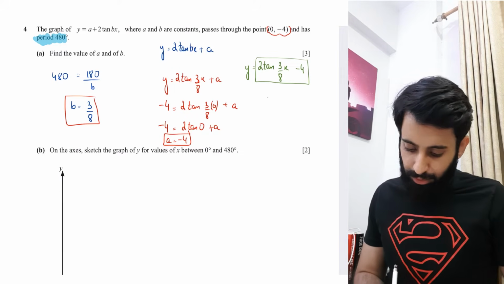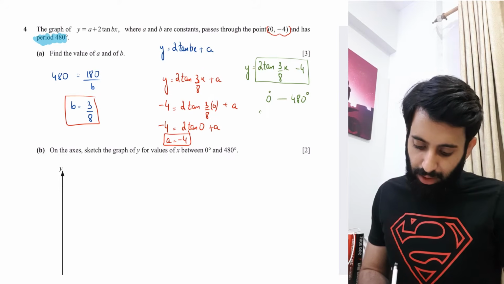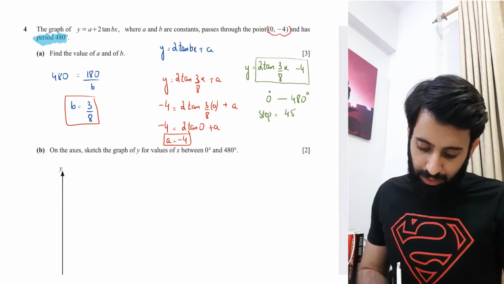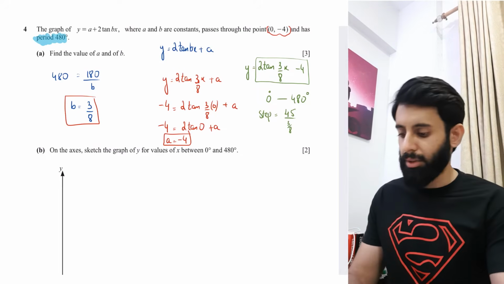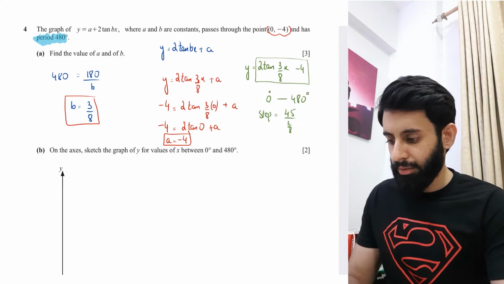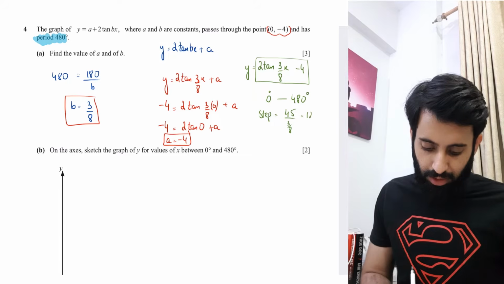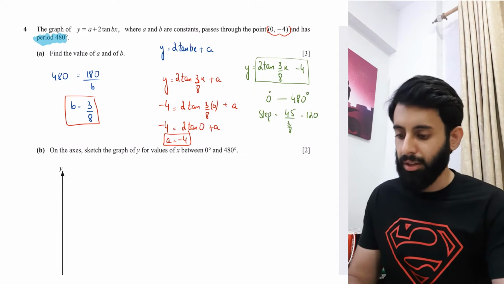Now I'm going to start from 0 and go all the way to 480. The step that I'm going to take, however, is the following. Normally the step for tan is 45, but this time I'm going to take 45 and divide by 3 upon 8. So let's do this right now. 45 divided by 3 upon 8 is equal to 120 degrees. So that's what I'm going to do. I'm going to plug in values after every 120 degree interval.